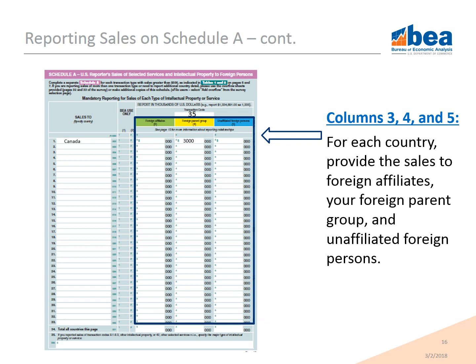In addition to sales of $3 million to a member of its foreign parent group in Canada, let's say the U.S. reporter had $1.5 million in sales to Japan during its 2017 fiscal year. Those sales would be reported in the same manner on the next line of the schedule. Amounts should be reported in thousands of US dollars, round amounts of less than $500 to 0.